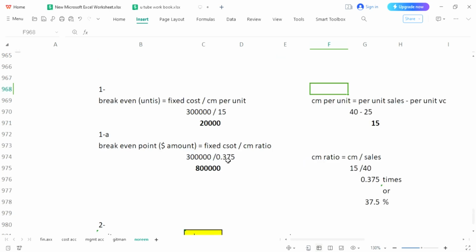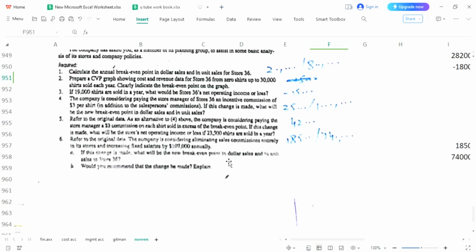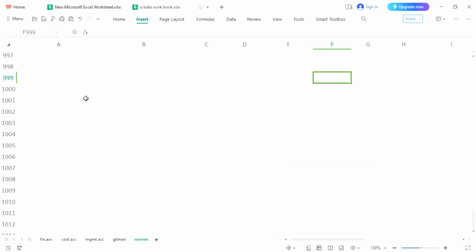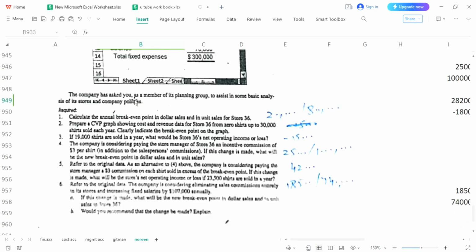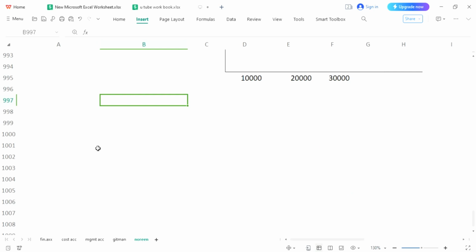Now let's go and see what is in our third part. If 19,000 shirts are sold in a year, what would be net operating income or loss? So we are selling 19,000 units. It's time to make our contribution margin income statement. For that, are we following the fourth point? No, it's the third point we are going to see.